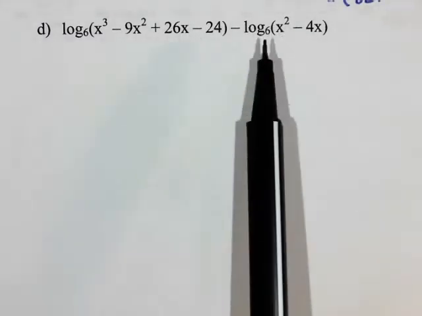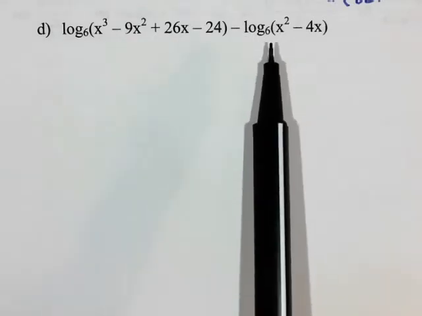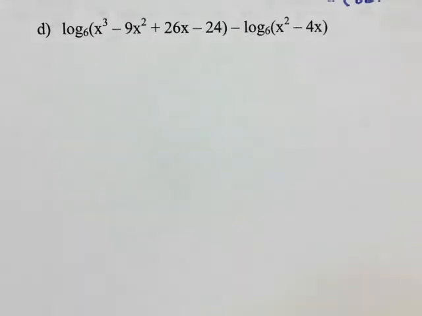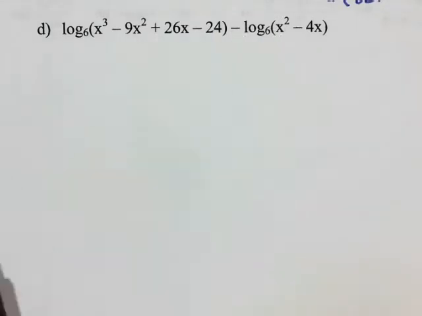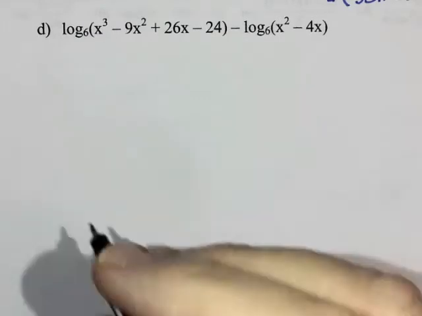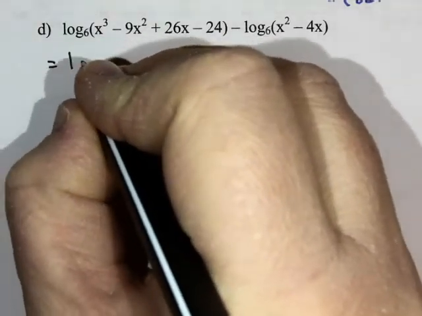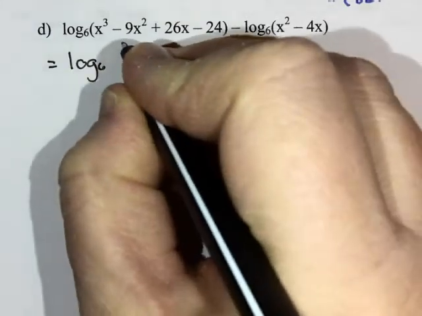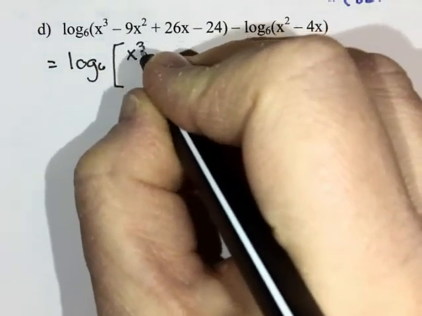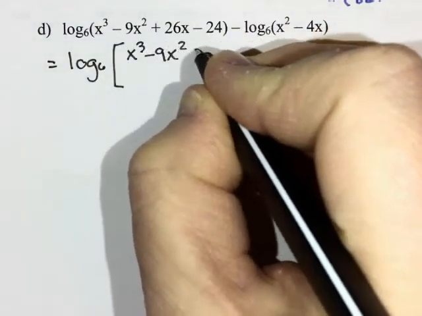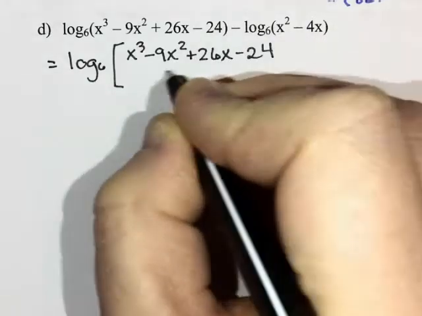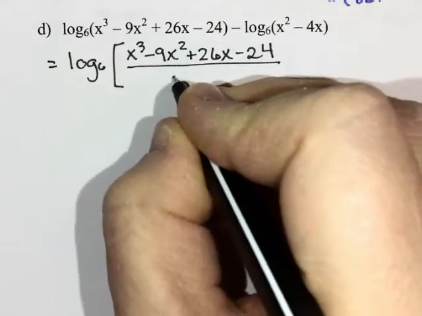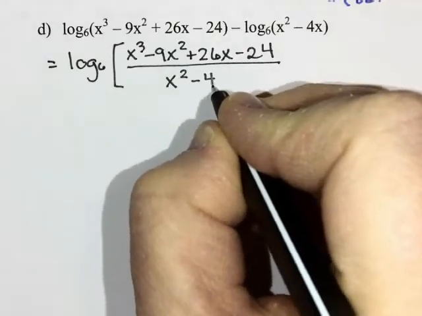So I notice when I look at this, I have two logs with the same base, but they have different arguments, and they are being subtracted. So when you are subtracting two logs with the same base, you can combine them into one by dividing their arguments. So this is log base 6 of x cubed minus 9x squared plus 26x minus 24 divided by x squared minus 4x.